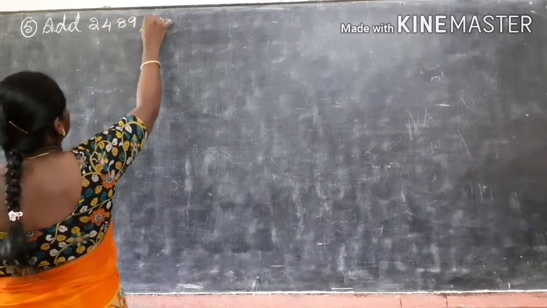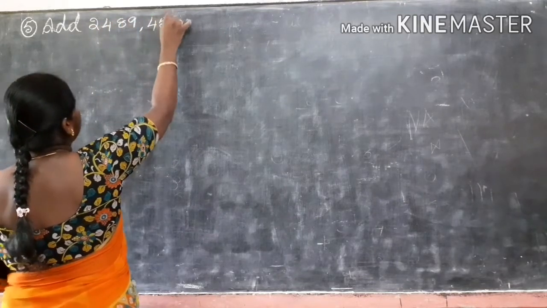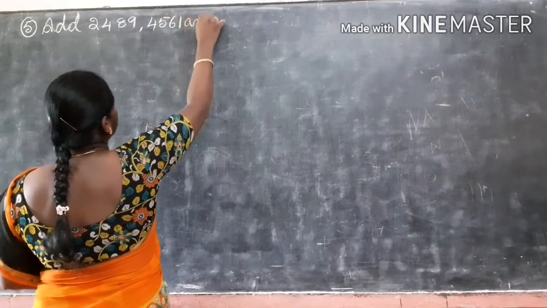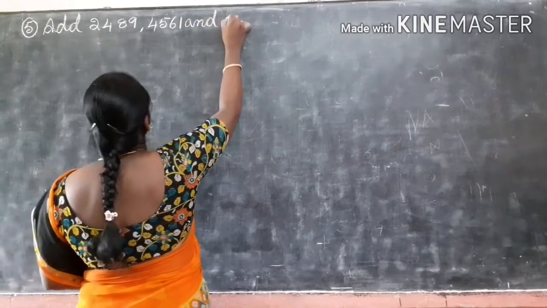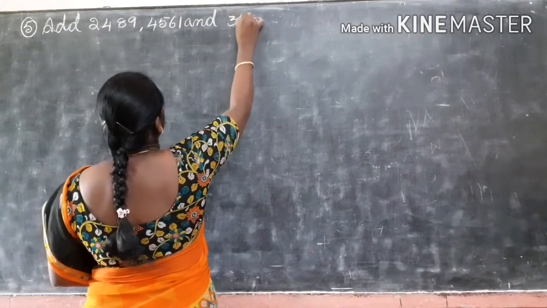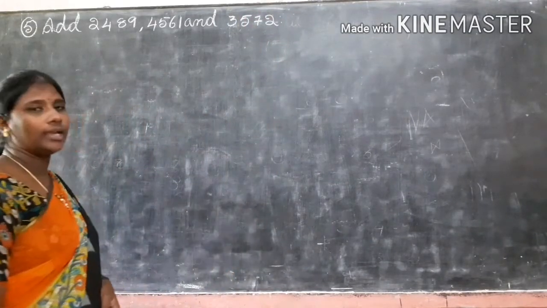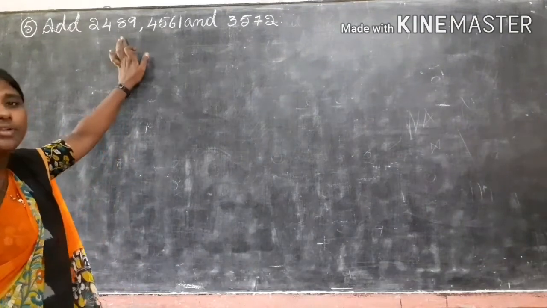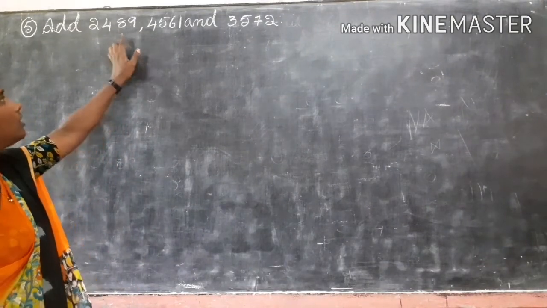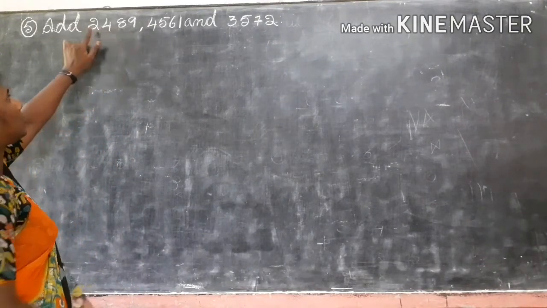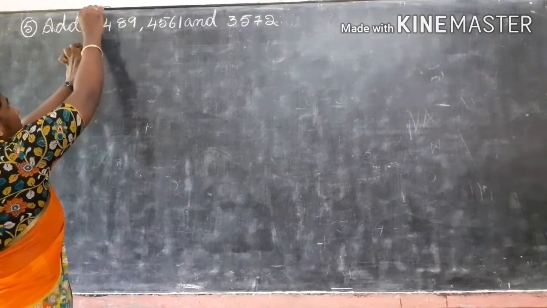Add 2489, 4561 and 3572. Okay, here this one. Same, first what do we have to do? We have to write the place values. Ones, tens, hundreds, thousands. So first digit is in which place?